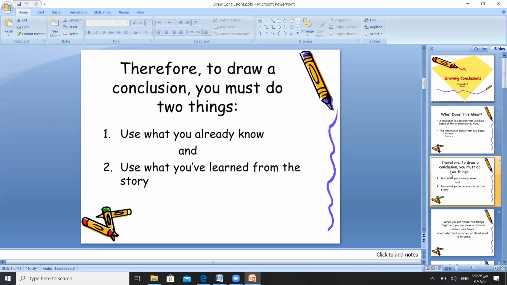So to draw a conclusion, you must do two things. The first thing, use what you already know, your knowledge about the thing. The second thing, use what you have learned from the story. The details that I have in the story, I will use to draw my conclusion about something.